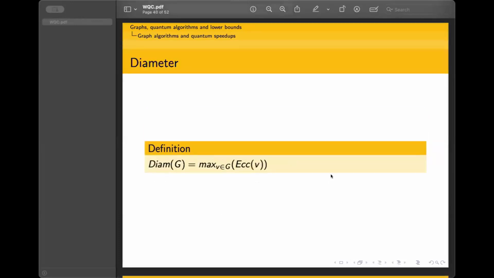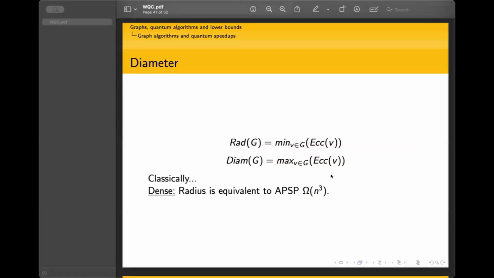Okay, so diameter now is, what is diameter? So the diameter is the maximal eccentricity for any vertex in the graph. So it's like the longest, shortest path that exists in your graph. Sorry, I restate the definition. Radius is the minimum eccentricity for all vertices in the graph.